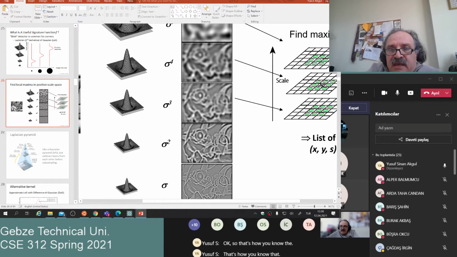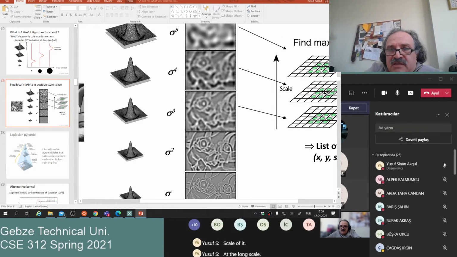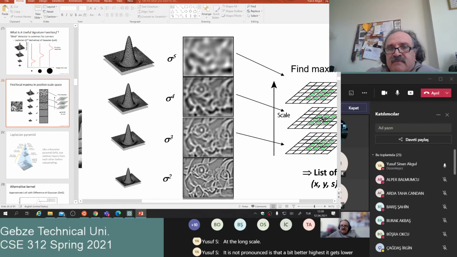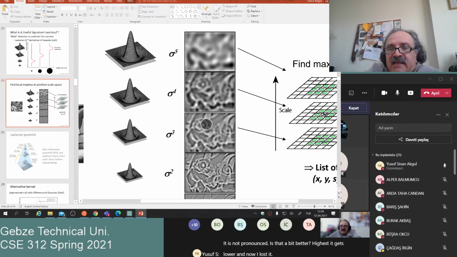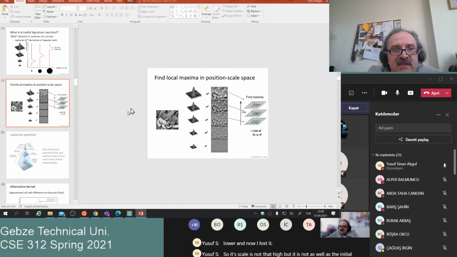Okay, so that's how you know the scale of it. At the low scale, it is not pronounced. It's a little bit better. At the highest, it gets low, and now I lost it. So its scale is not that high, but it is not as low as the initial layer. So that's good.